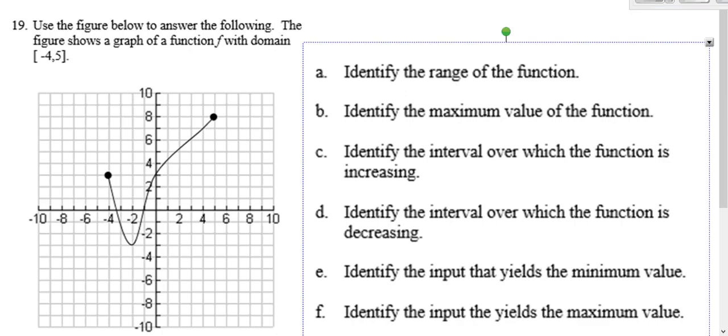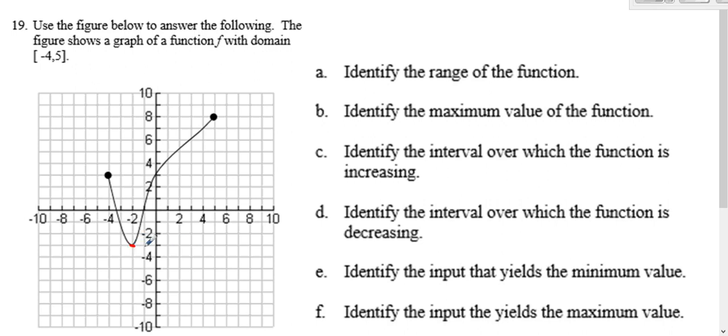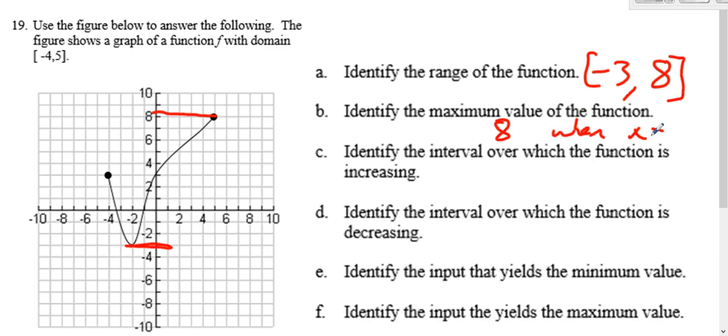Range. Remember, range is the minimum value to the maximum value, the lowest to the highest. The lowest it goes is a negative 3 with a bracket. The highest it goes is up here at 8 with a bracket. The maximum value, we just identified it. It was 8. And it happens when x is 5. The maximum value is 8 when x equals 5.